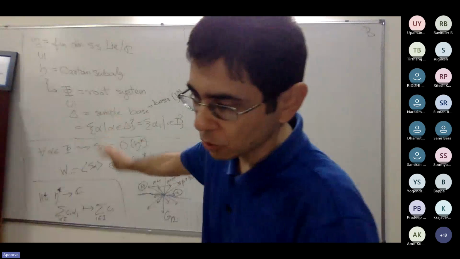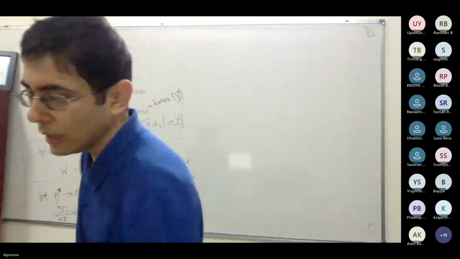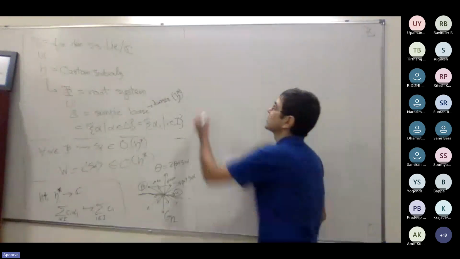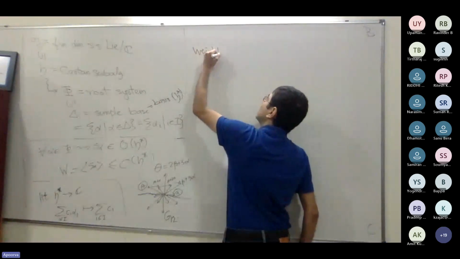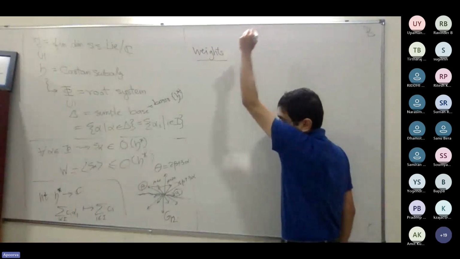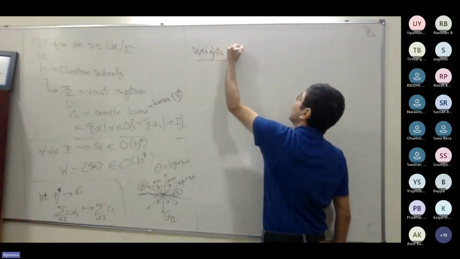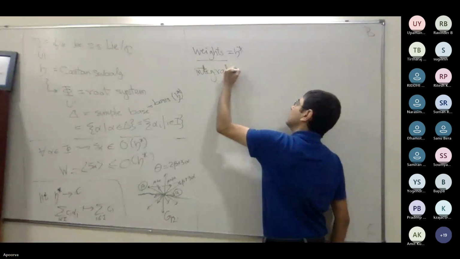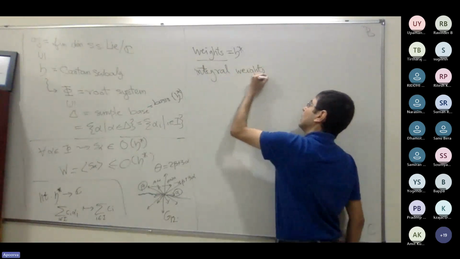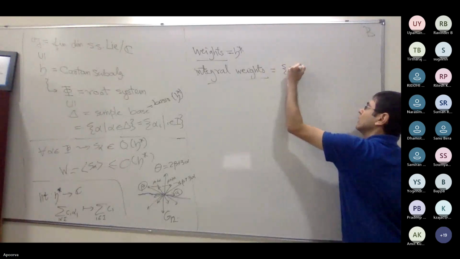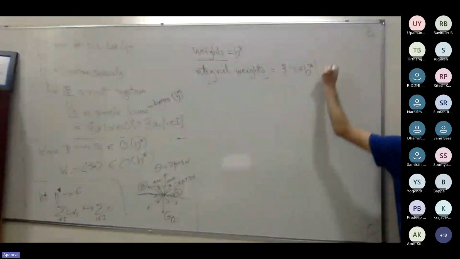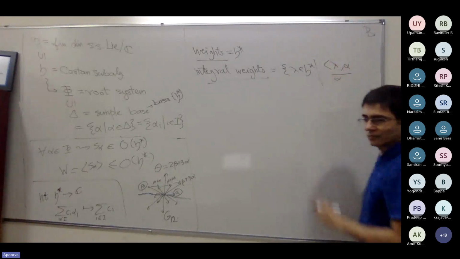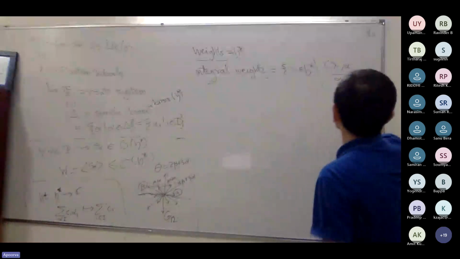That was the root systems and the root side. Since we're talking about roots, let's also talk of weights. Weights are simply elements of h*, and the integral weights are those lambda such that the pairing of lambda with alpha-vee, the coroot, is an integer.